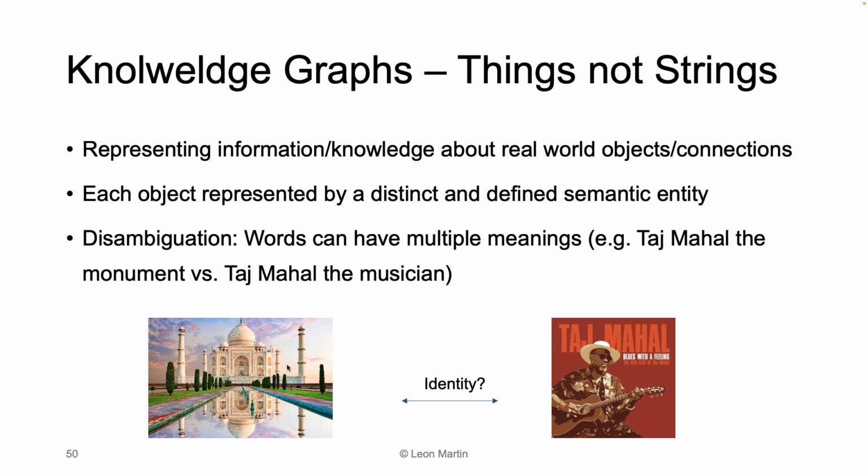And if you have an ontology, for example, the ontology of monuments, that is listing the Taj Mahal as a subclass of monument, then we have this object, and because it's a subclass of monument, we know that this is about a building and not about a musician, because there is also the International Ontology of Musicians, which is listing Taj Mahal as a subclass of blues musician. And so therefore we can disambiguate and rule out the identity between the two strings.